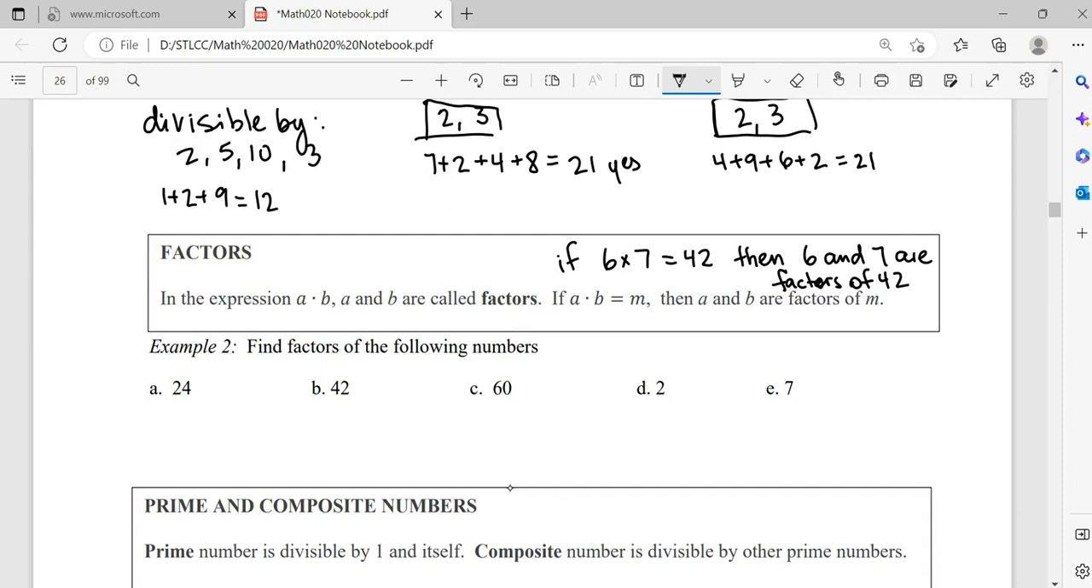All right. So what factors would the following numbers have? 24. 24 could be given as 2 times 12. I can do 3 times 8. I can do 4 times 6. All right, so 3 ways of getting 24. So 2 times 12, 3 times 8, 4 times 6, all of these are factors of 24 because when you multiply those numbers, you get 24.